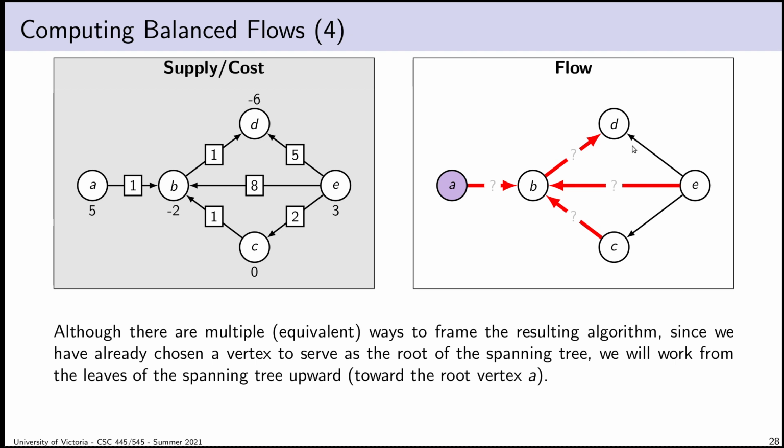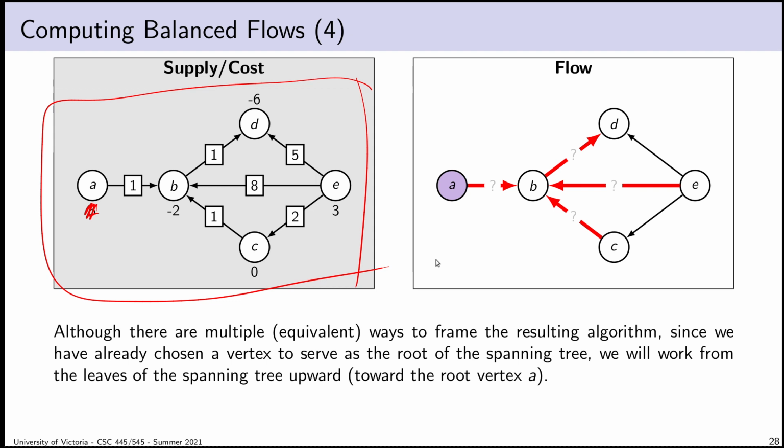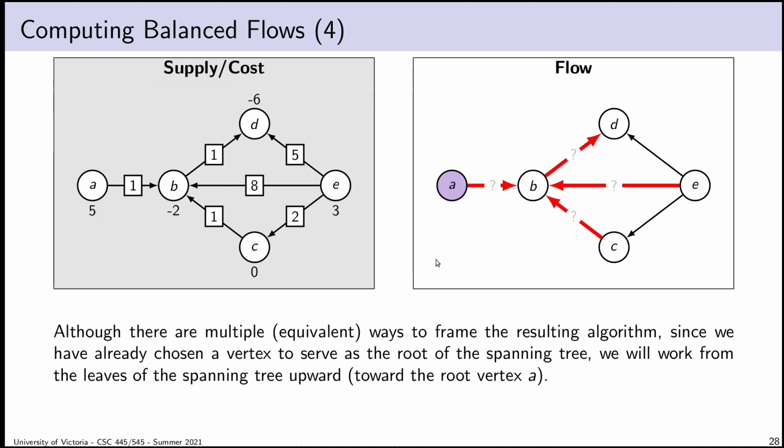So here's what I'm going to do. I'm going to work my way up the tree, starting at the leaves that are furthest from the root and working my way back up to the root. Now remember that conceptually there is no balance constraint on the root, even though of course it does get enforced by default because of the global supply balance that I expect to hold on the network.